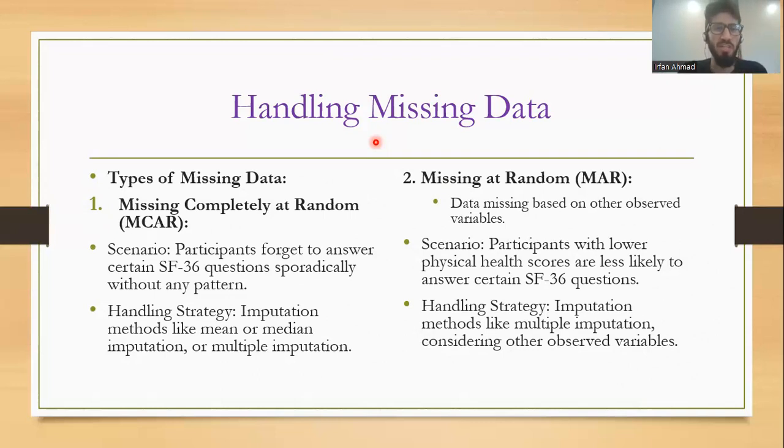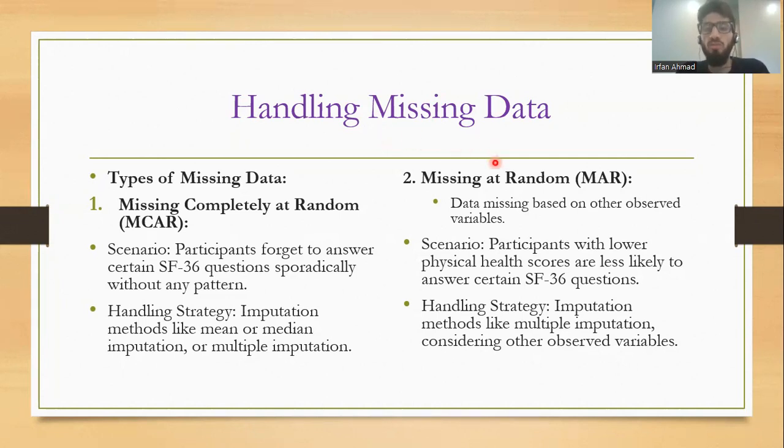The first type is missing completely at random. The scenario is like the participant forgets to answer certain SF-36 questions without any pattern. He didn't answer the first question, then he didn't answer the 20th question. There is no pattern in the missingness, he just forgot to answer because there are too many questions and the questionnaire is very congested, so sometimes they skip one question. So how can we deal with it? The handling strategy is imputation methods like mean and median imputation or multiple imputation. These are coming in the coming slides.